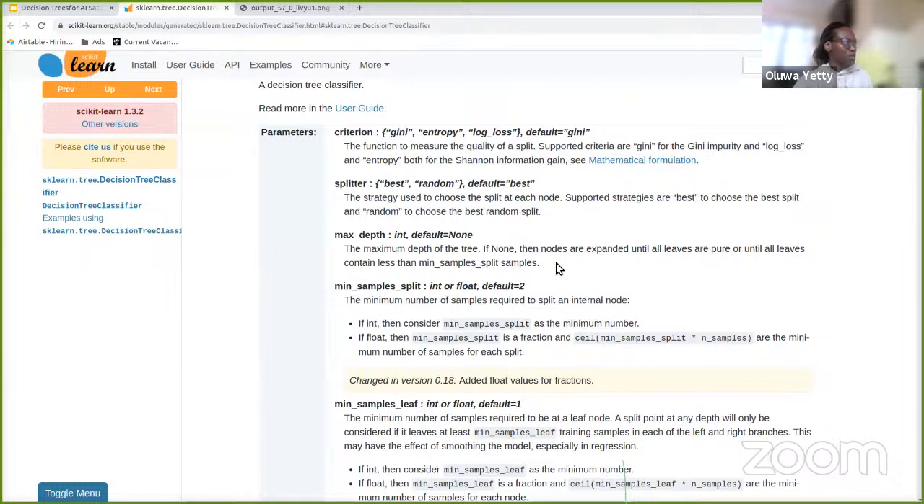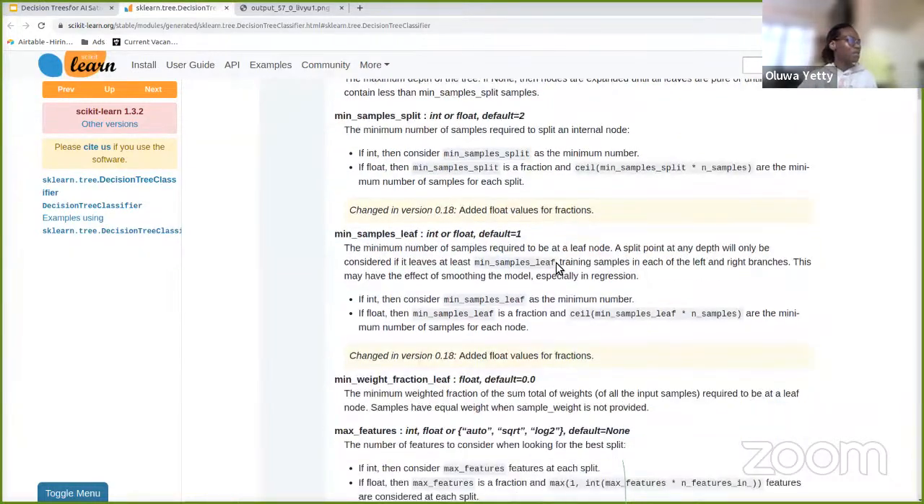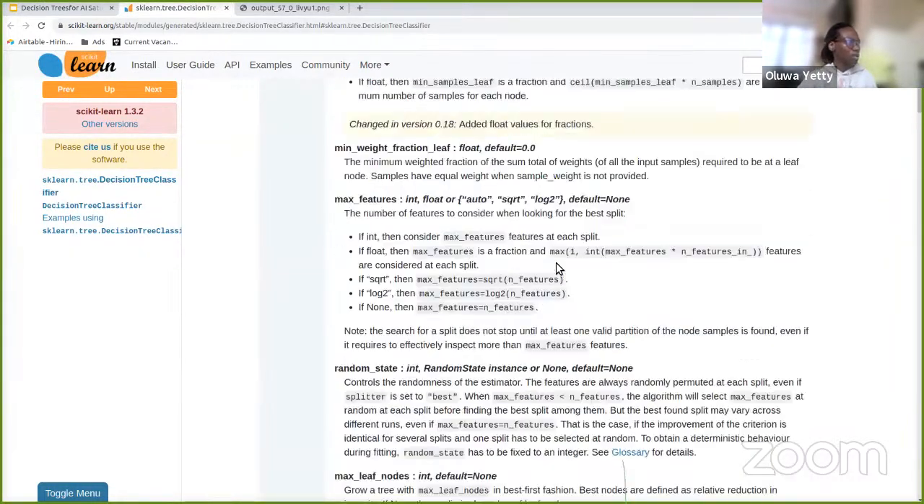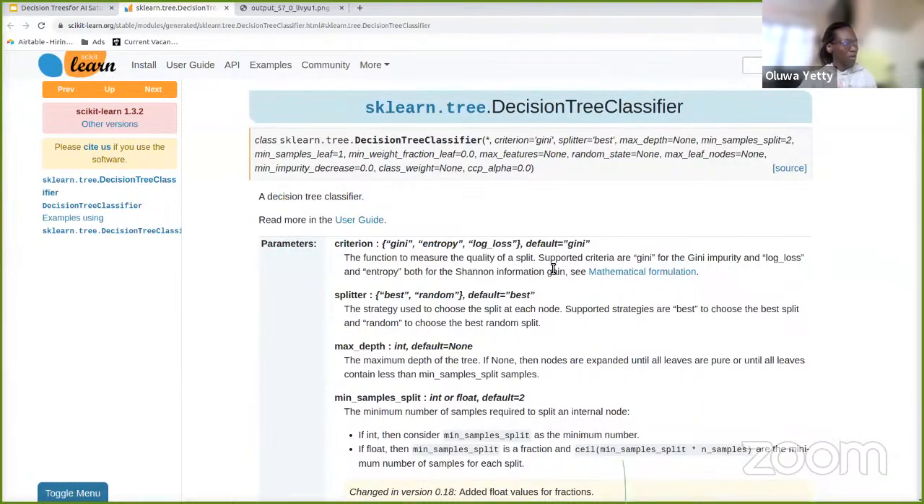This one just means the number of samples that you want to split at each internal node. Remember that the internal node is the decision node. A decision node is when you have a branch coming into the node and coming out of the node. So you can set the number of sample splits you want at that particular node. And there are many more parameters that you can set in your decision trees, but I think I'll stop here.